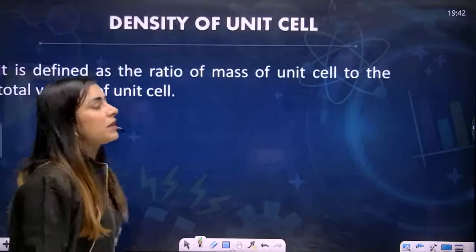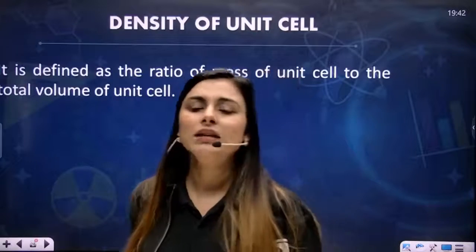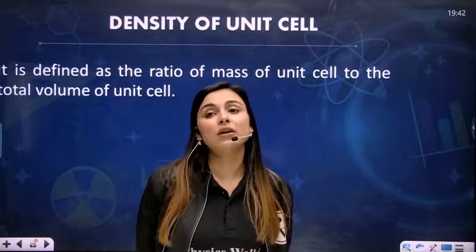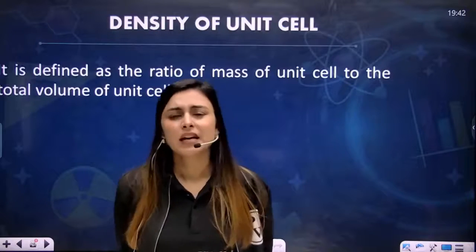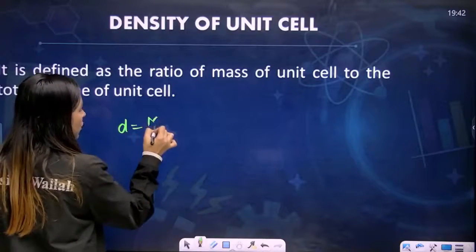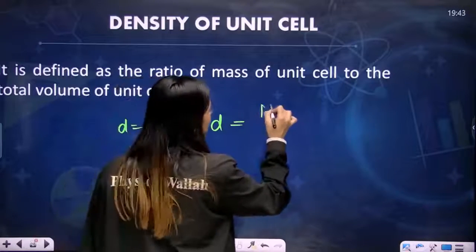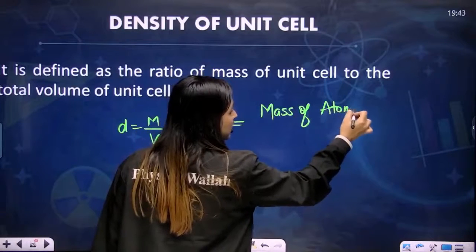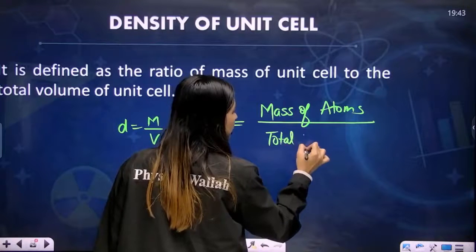Okay, my dear students, before ending the session, we need to understand one little topic, and it is very interesting. The topic is density. You have to calculate the density of a unit cell. Now, how do you calculate the density? In general formulas, I know that density is equal to mass upon volume. So if I have to calculate the density of a unit cell, I need the total mass of atoms divided by the total volume of the unit cell.